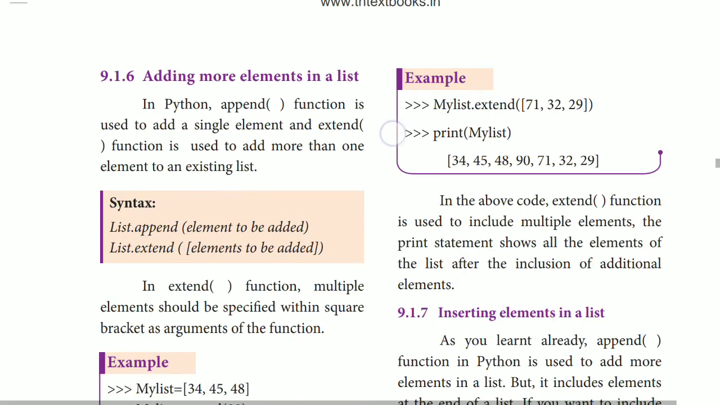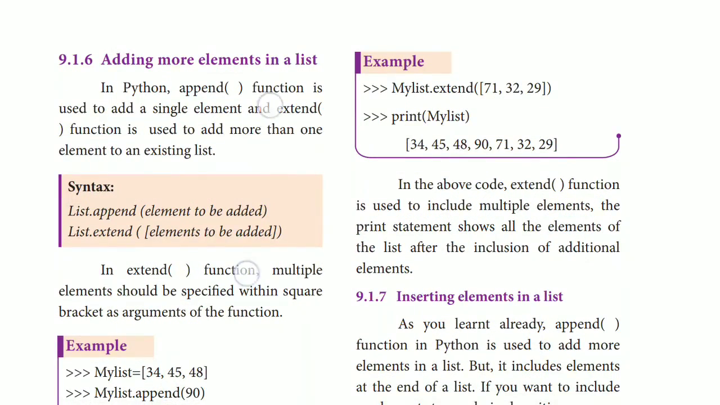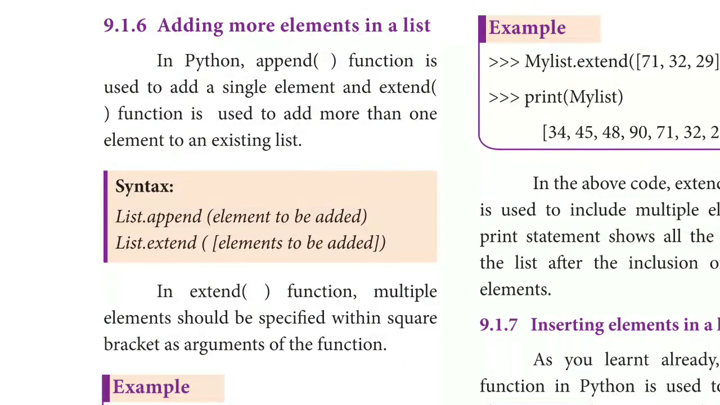So the next topic is adding more elements in the list. You can see that when you added some element in the previous program or in the previous execution, you may want to add even more values at the end or whichever place you need. There is a predefined function which is known as list.append. So we are going to see adding more elements in a list.